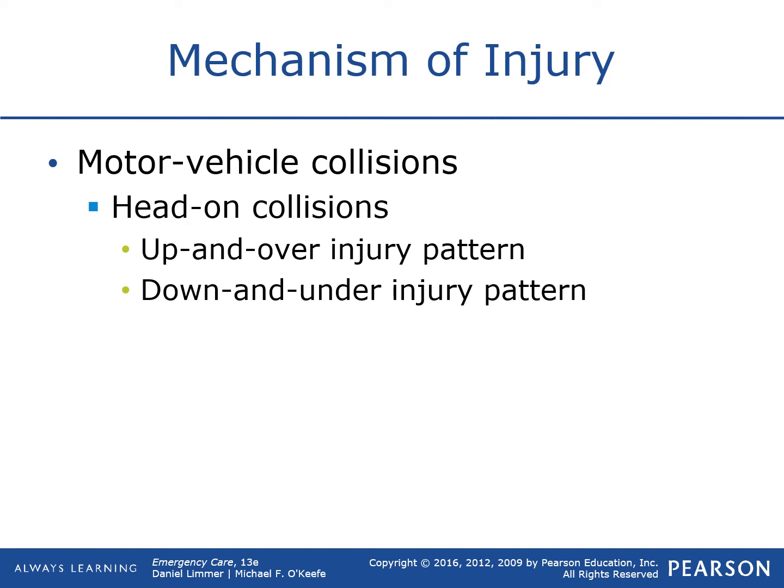So up and over, you usually have a lot of injuries to your upper body because that's the part that's going to be hitting first. Down and under, you're usually going to have a lot of injuries to your lower body. Those are ones that we see with their legs broken in several places. You'll probably have some pelvis fractures. So it's important to know that it can go either way. And so where you find your patient will help you tell where they might be injured.